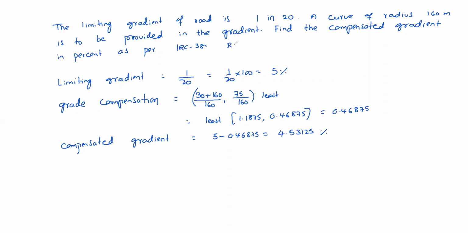Suppose we round up to 2 decimal places, so that equals 4.53%. So like that we can round it off. Okay.